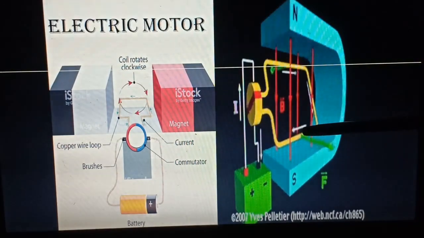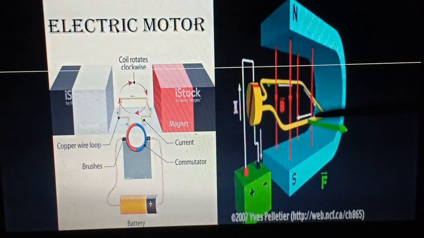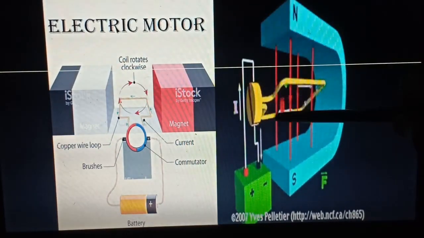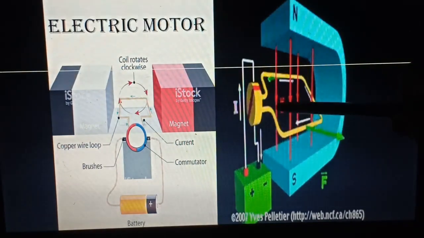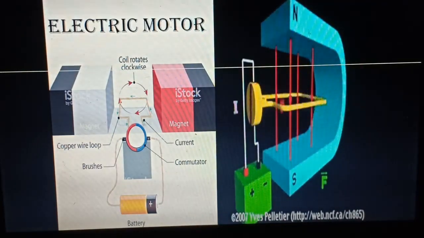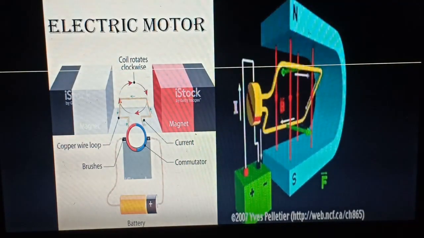So these two sides will experience a force. One will be inward and another will be upward. Both these forces will form a couple and they will cause a clockwise or anti-clockwise rotation, depending on the direction of the electric current.